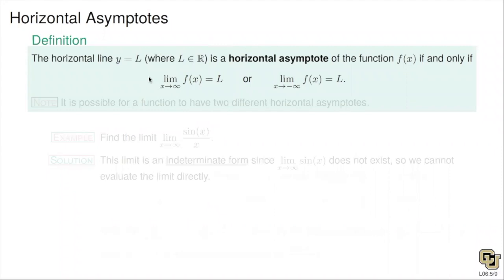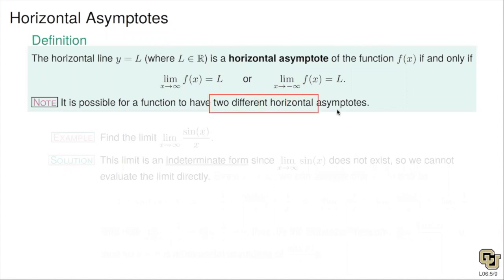Here, to find a horizontal asymptote, we need to check these two limits, x going to infinity and x going to negative infinity. If the limit exists, that is, if the limit is a finite number in either direction, then we have a horizontal asymptote. And it is possible for a function to have two different horizontal asymptotes. I'll do an example shortly where I'll show you a function where when we take the limit as x goes to infinity, we get one answer, but when we take the limit of the same function as x goes to negative infinity, we get a different answer. I'll show you an example of that in just a second.